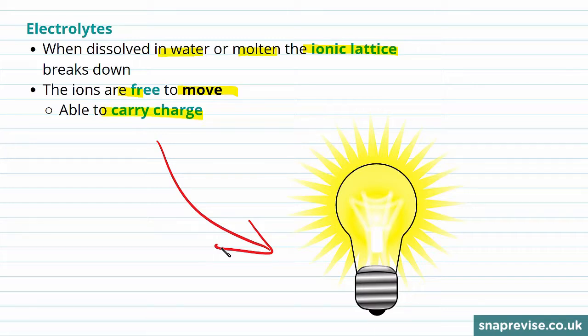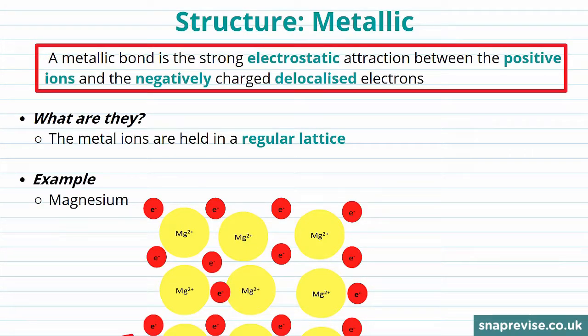So now we've had a look at our ionic structures, let's move on to a different type of structure. If we then have a look at our metallic structures, you may know that a metallic bond is a strong electrostatic attraction between positive ions and the negatively charged delocalized electrons, that sea of delocalized electrons.